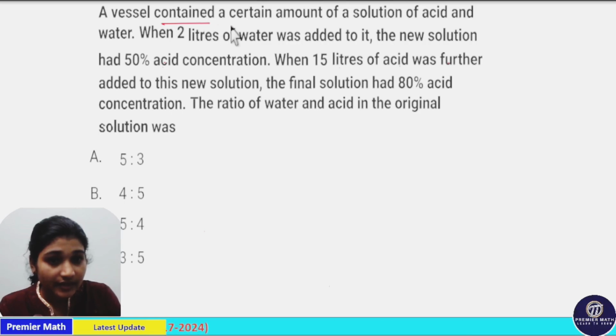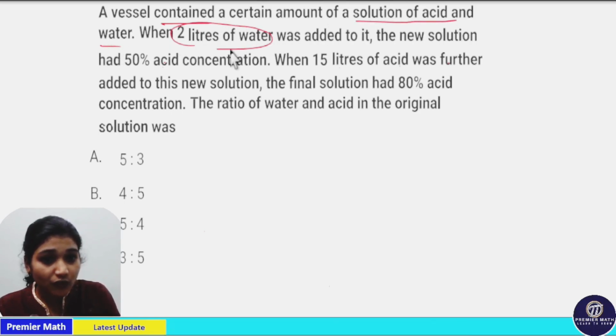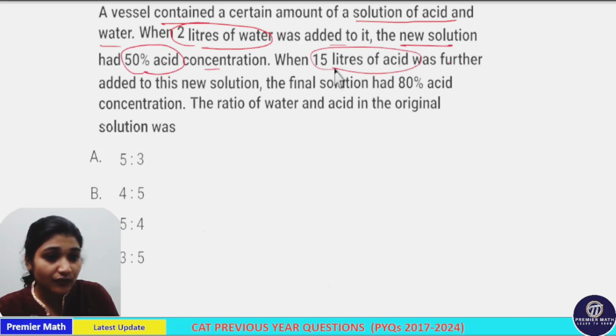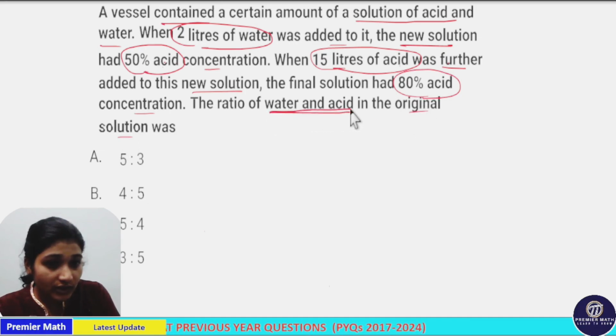A vessel contained a certain amount of solution of acid and water. When 2 liters of water was added to it, the new solution had 50% acid concentration. When 15 liters of acid was further added to this new solution, the final solution had 80% acid concentration. The ratio of water and acid in the original solution was? Here, the question is asking us to find the water to acid ratio, so write it in the same order.